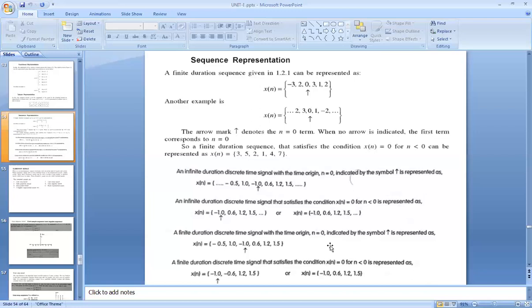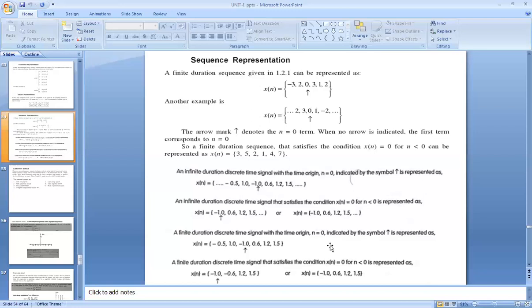Now another example is also given below. In that example x of n is equal to {minus 1.0, 0.6, 1.2, 1.5}. Here the arrowhead is given over minus 1.0, so minus 1.0 is the origin point and this sequence is a right hand side sequence. So this is a way of sequence representation.